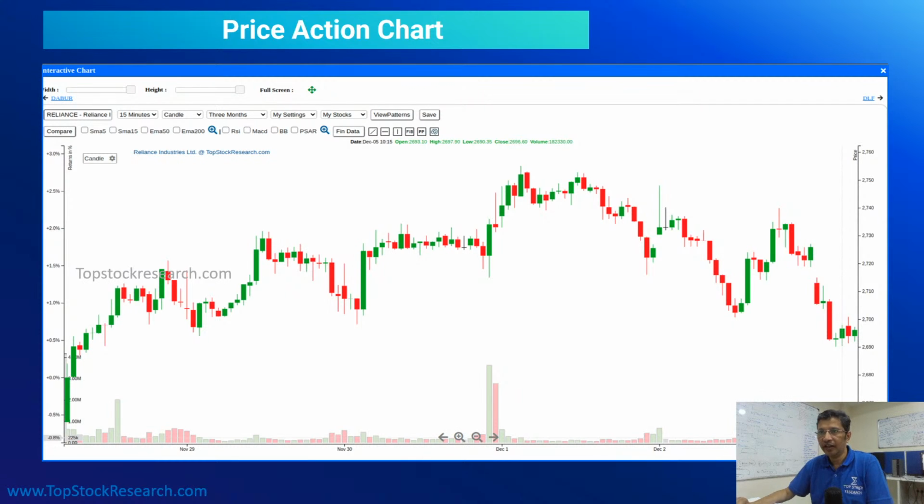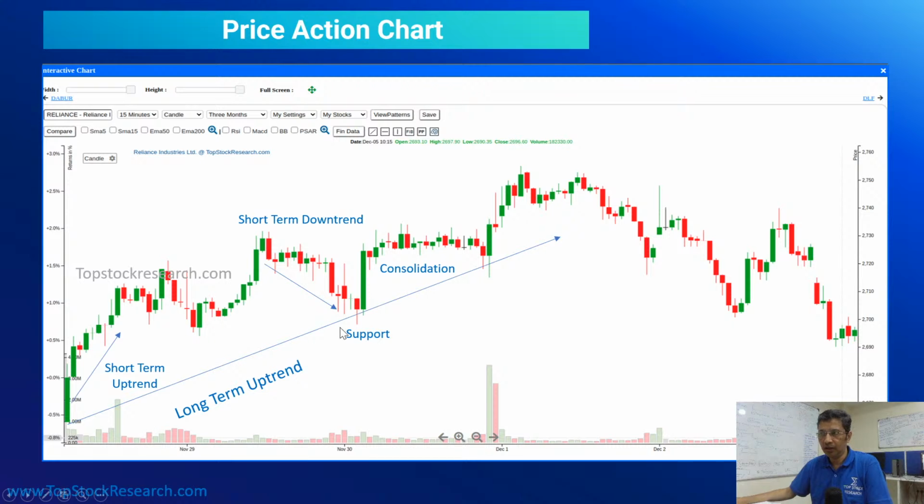A smart or proficient analyst would be able to spot multiple things. One is a simple short-term trend, right? Second is a short-term downtrend. Third one is a consolidation within this. Number four is a long-term trend out here.